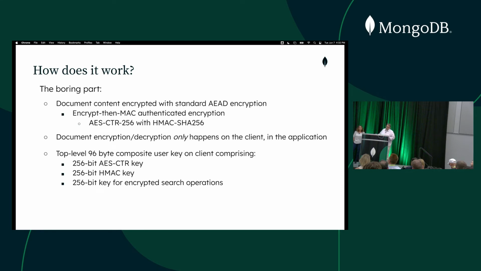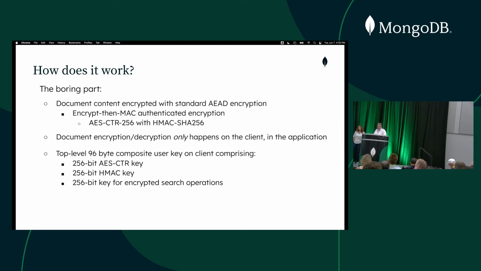So the choices that we make are very conservative and very standard. These are well-known primitives that are well understood and well characterized through a decade plus of cryptanalysis. At the top level, there's a 96-byte composite user key that comprises 3 different subkeys. AES-CTR is used to encrypt the document itself.